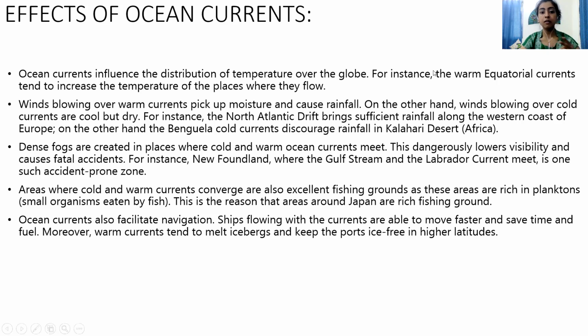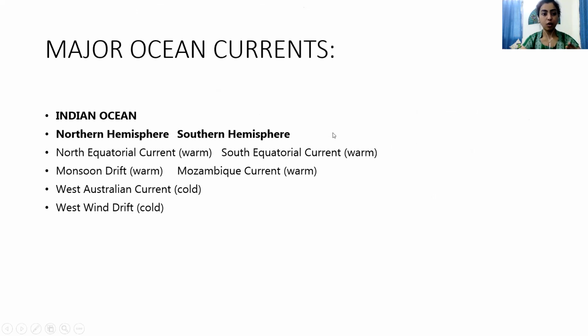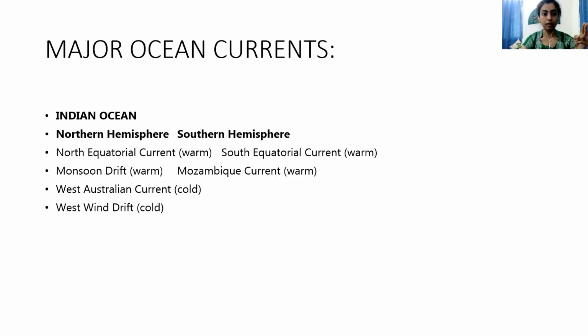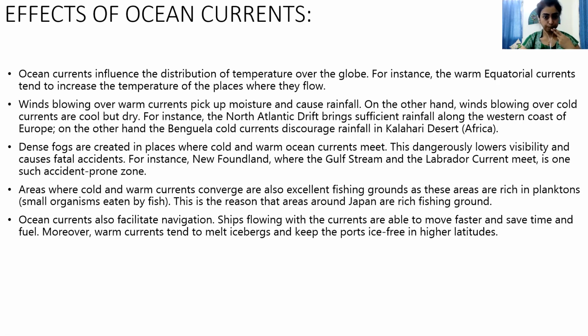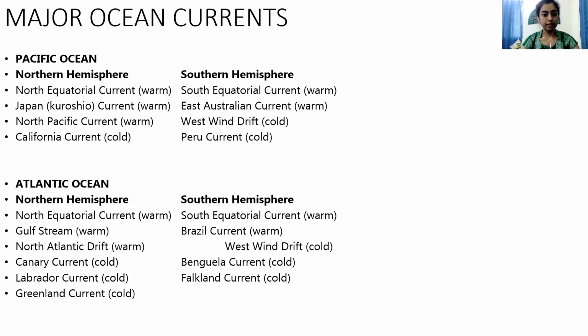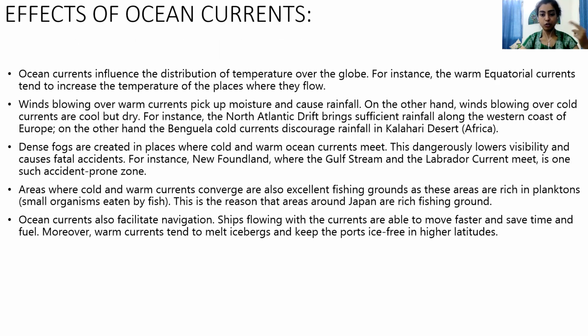An example is given here, the North Atlantic drift. Now where is the North Atlantic drift? You can see here the North Atlantic drift is in the Atlantic Ocean, which is a warm ocean current. It causes rainfall along the western coast of Europe. On the other hand, the Benguela cold current. Where is the Benguela cold current? Let's see. The Benguela cold current is in the Atlantic Ocean. Again, that's a cold ocean current. Because the current is cold, it will not cause any rainfall. That is why there is the Kalahari Desert, in Africa, on the western coast.